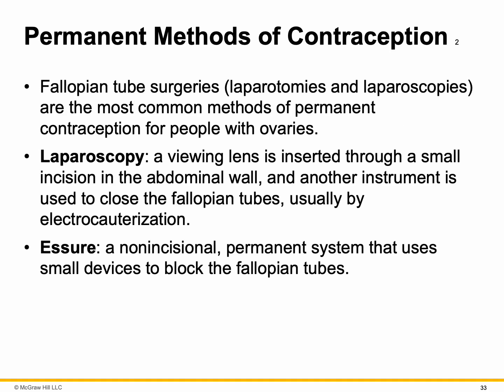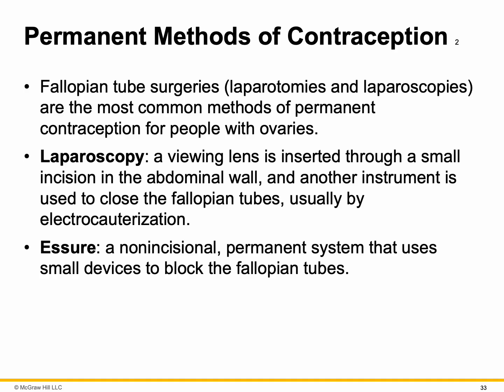The most common type of permanent method for people with ovaries is fallopian tube surgeries. This is commonly known as tying the tubes, and the procedure is conducted through mini laparotomy, or laparoscopy. Laparoscopy is a procedure where a viewing lens is inserted through a small incision in the abdominal wall, and another instrument is used to close the fallopian tubes, usually by electrocauterization.